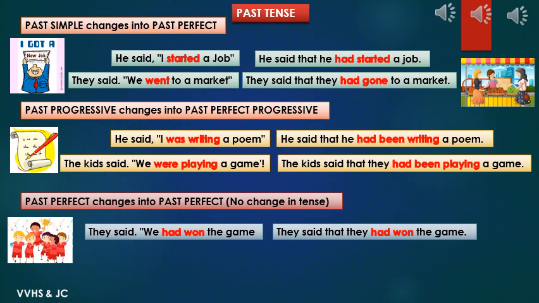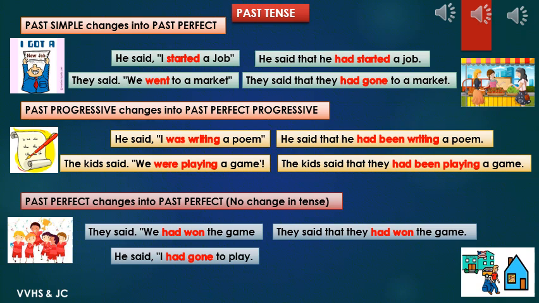Here the verb did not change. Just you have to add that and the pronouns will change. The other example is, he said, "I had gone to play." So the indirect speech will be, he said that he had gone to play.